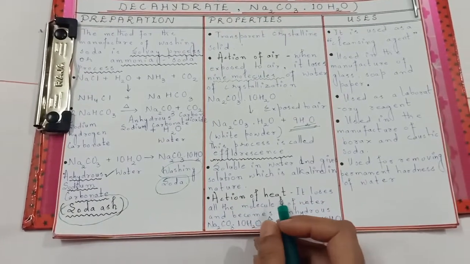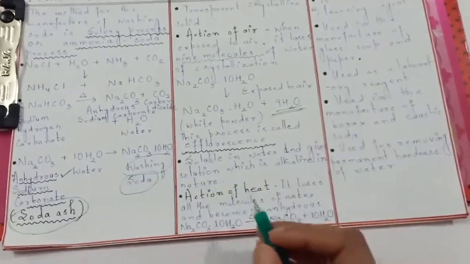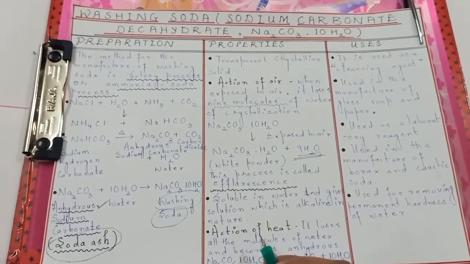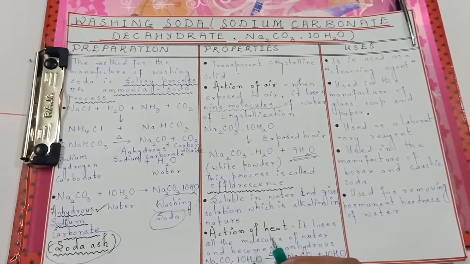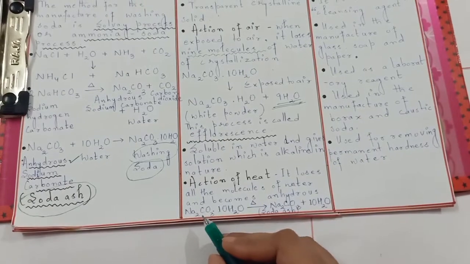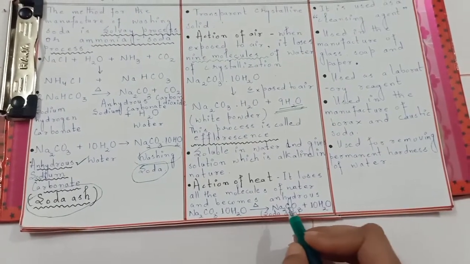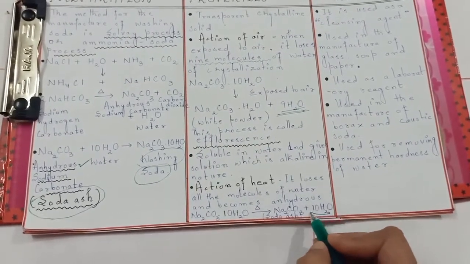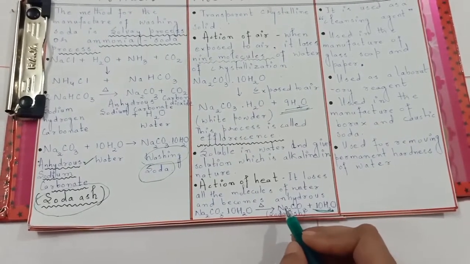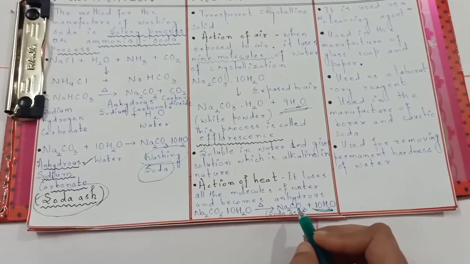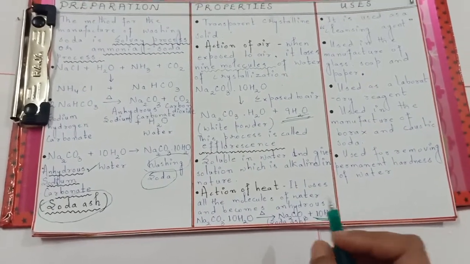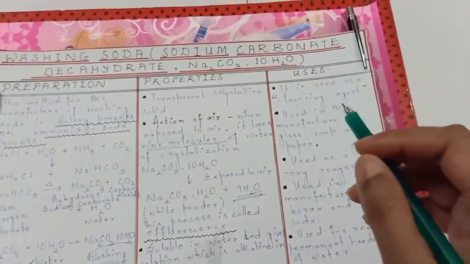Next is action of heat. Now what kind of chemical change will take place when you are going to heat this compound washing soda, which is sodium carbonate decahydrate? So when you are going to heat it, then sodium carbonate decahydrate will lose its 10 molecules of water of crystallization, and as a result what is going to be formed is anhydrous sodium carbonate, which is commonly known as soda ash. This is all about the chemical properties of this compound.